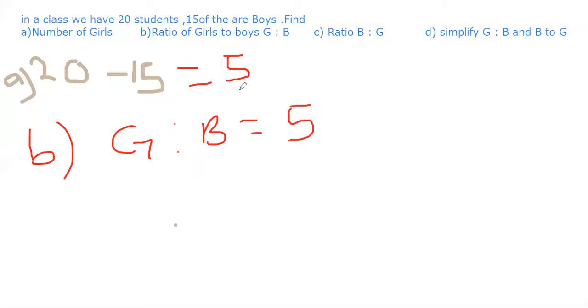How many boys do we have? We have 15 boys. So that is the ratio of girls to boys. Simple as that, nothing more. The ratio of girls to boys is that.